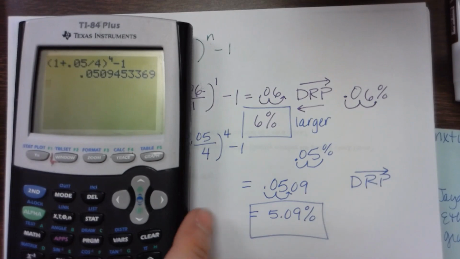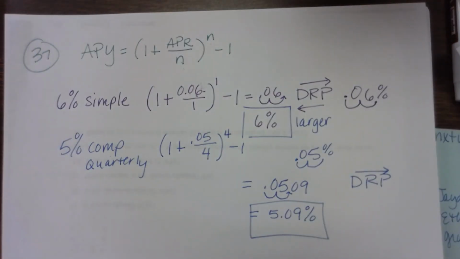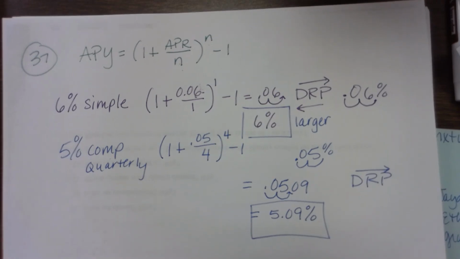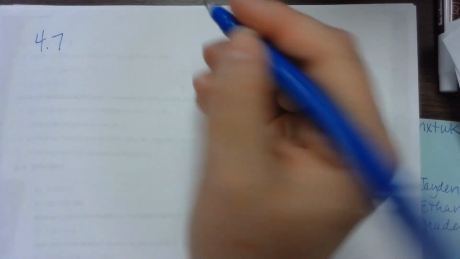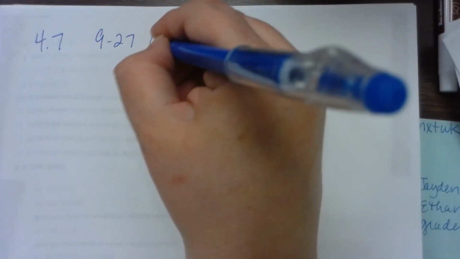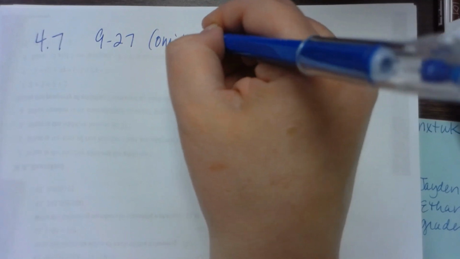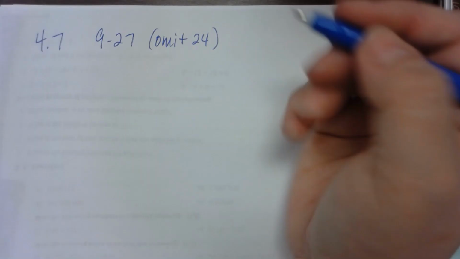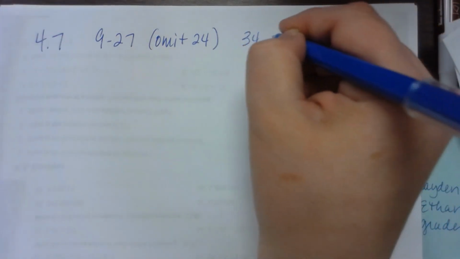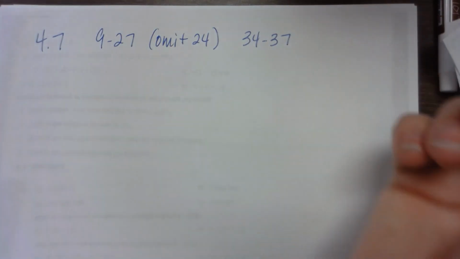Now, let's move over to 4.7. I'm going to go ahead and start fresh with some paper here. All right, in 4.7, we're doing problems 9 through 27. She said to omit number 24. And then she wants to see 34 through 37. All right, so we'll start with number 9.